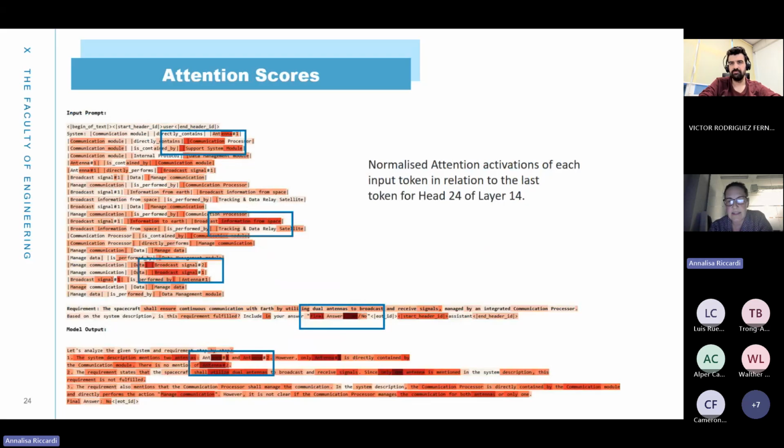And you see that the different color coding is the attention score, and the attention score towards "yes" is highly correlated with the elements in the prompt that are highlighted with the blue box, the ones that are relevant for making that decision: communication, information from space, and broadcasting signal. So this is if you look at the attention score on the specific head and specific layer that we picked for the intervention.